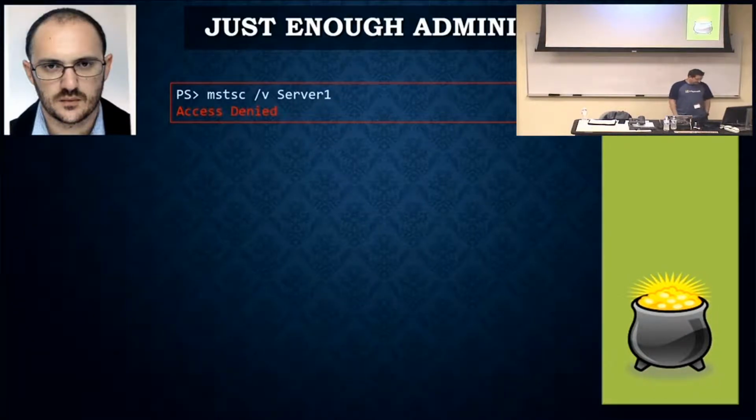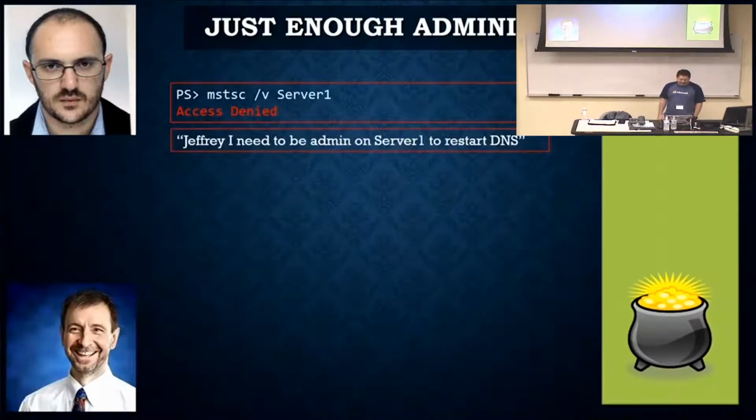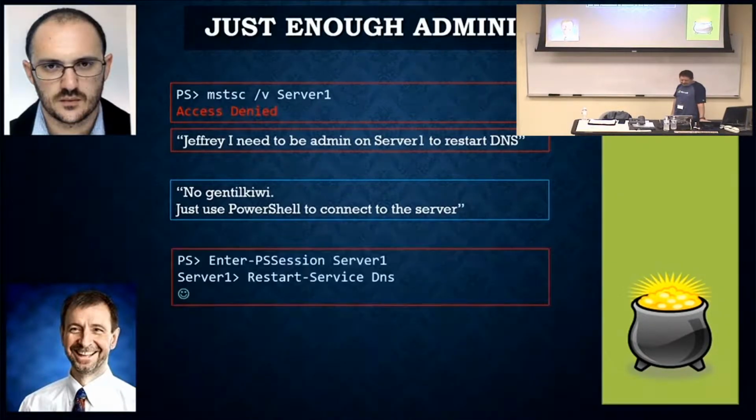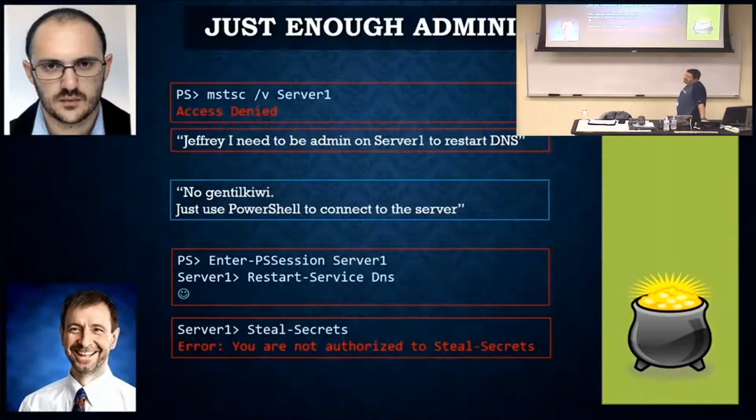So what I want to do is remote desktop into a server. So the good old-fashioned MSTSC, the terminal server client, and I get access denied. No RDP. Crap. Well, how do I get in there? So, hey Jeffrey, I really want to be admin on Server1 so that I can restart DNS, because you should totally be full admin on the server just to restart DNS. A lot of organizations do it this way. You're a server operator, boop, go in. They forget about DNS admin and things like that. So, no Gentle Kiwi. I guess that's who that's supposed to be. You have to use PowerShell to connect to the server. All right, so I'll enter a PS session, go into Server1, and I can restart the DNS service, and everything's happy. But I can't do anything else.